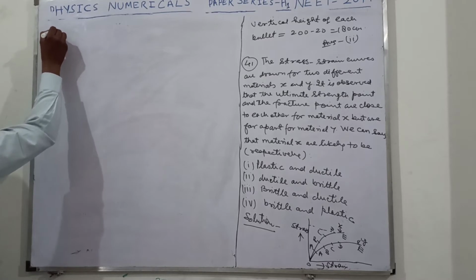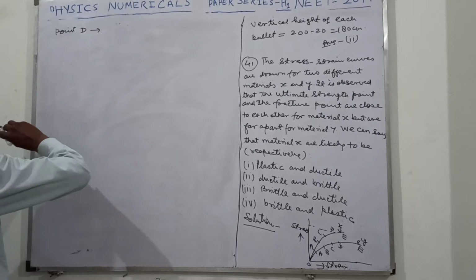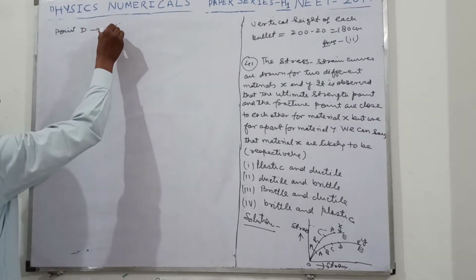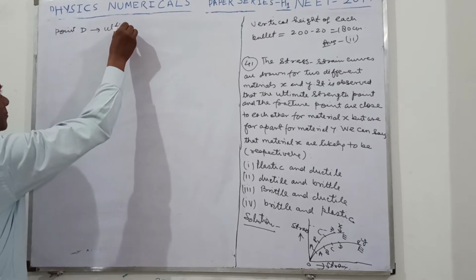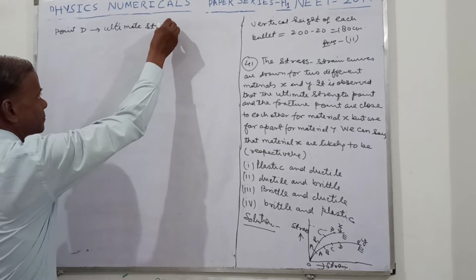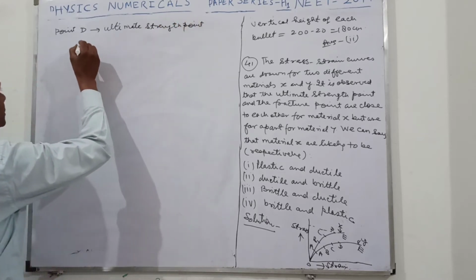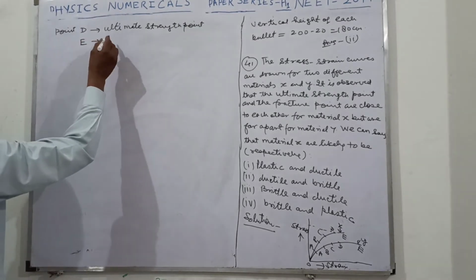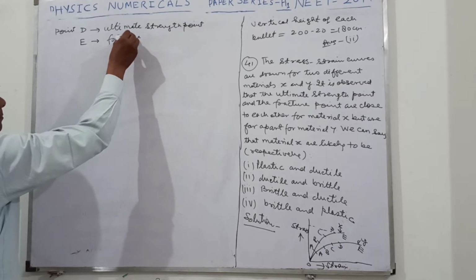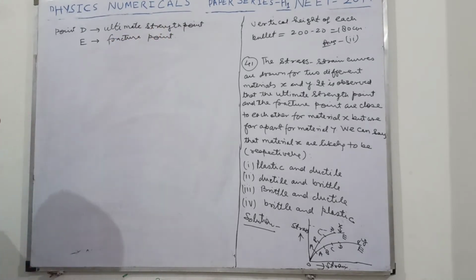Point D is the ultimate strength point. E is the fracture point.